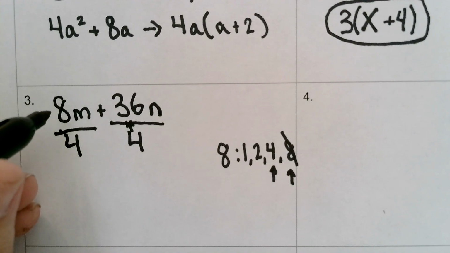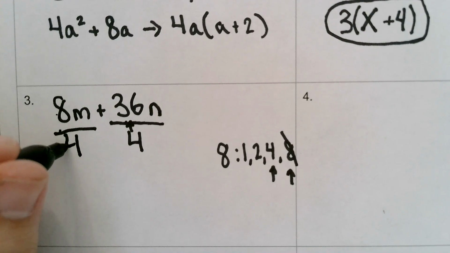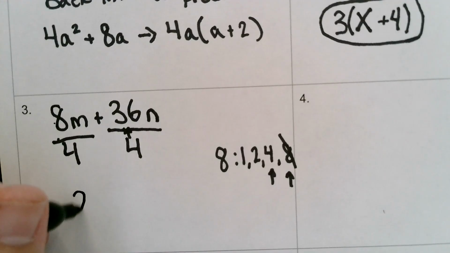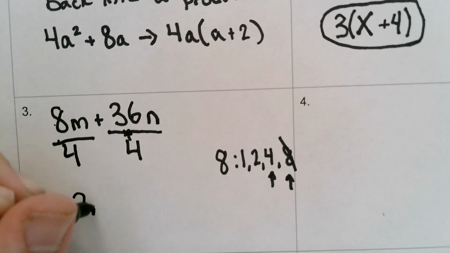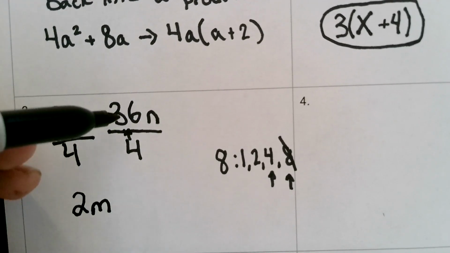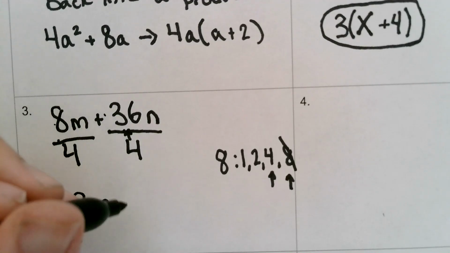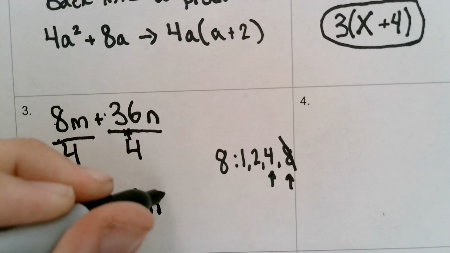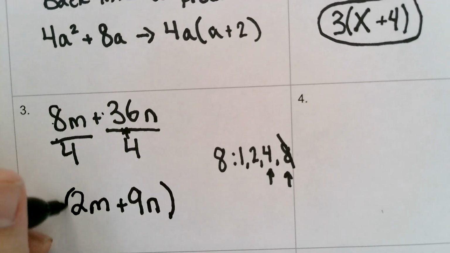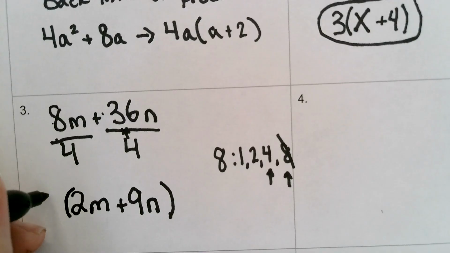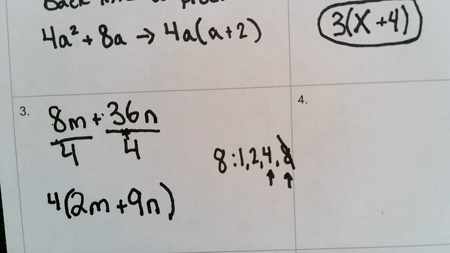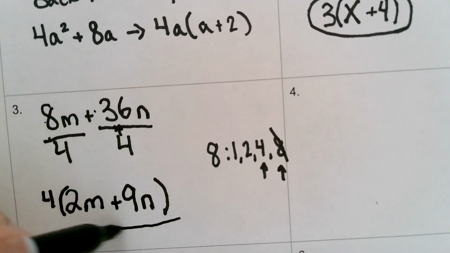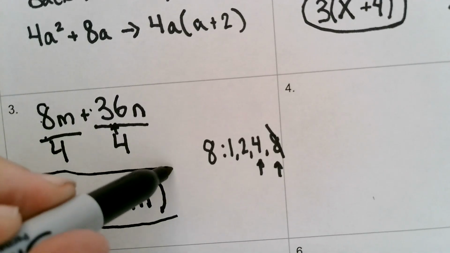So do 8 divided by 4, that is 2. The m divides with nothing, so it just comes down. 36 divided by 4 is 9. The n divides with nothing, so that just comes on down. Put it in parentheses and stick your greatest common factor outside the parentheses. And that is your answer.